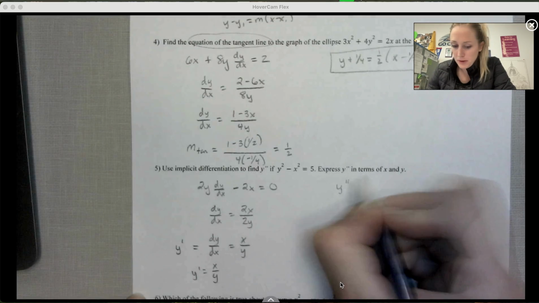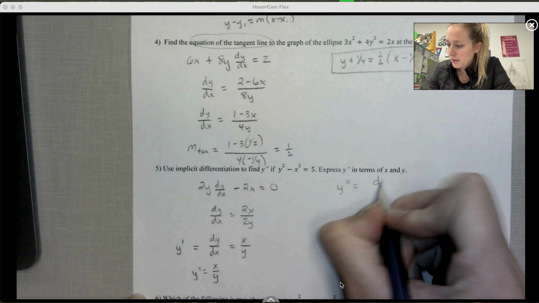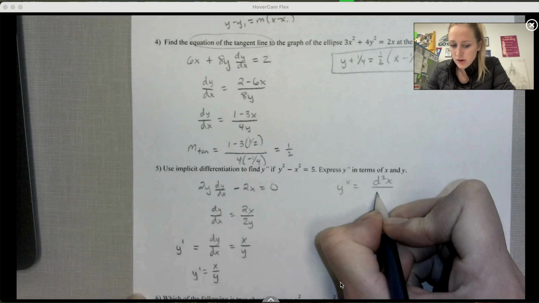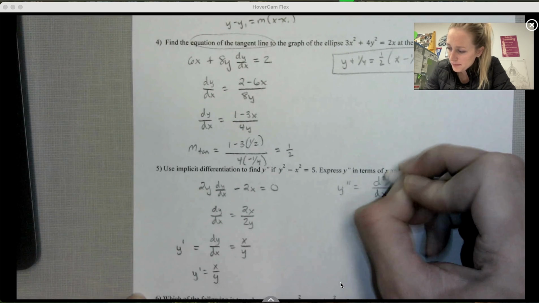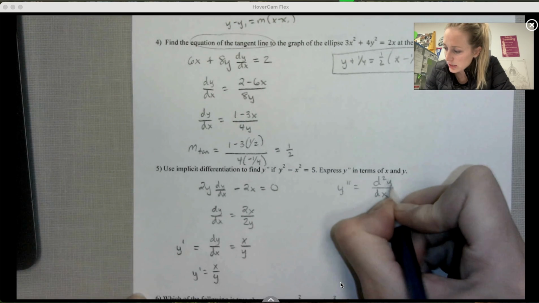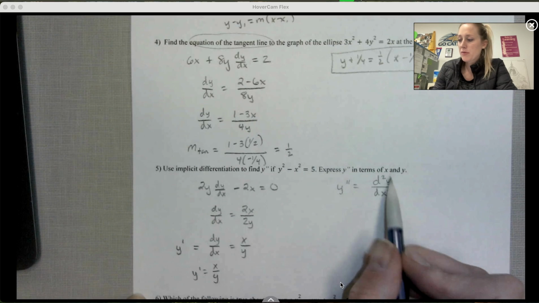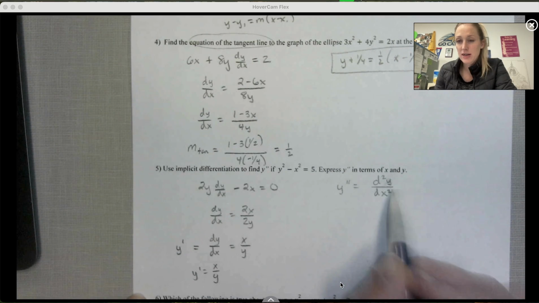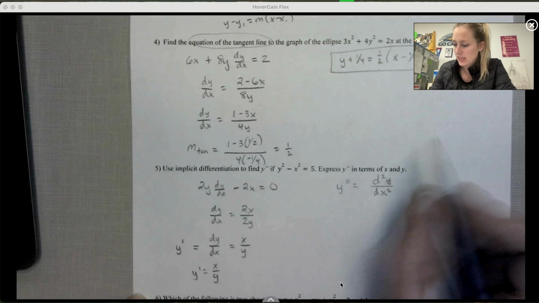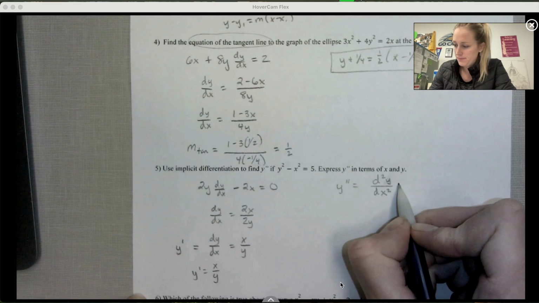So y double prime, or remember that can be written like this, d squared y over dx squared. Sorry, that should be a y. This is Leibniz notation, okay? So it's saying we're finding the second derivative again with respect to x. So that's why the 2's are on the x. Okay, so we're going to do the quotient rule.